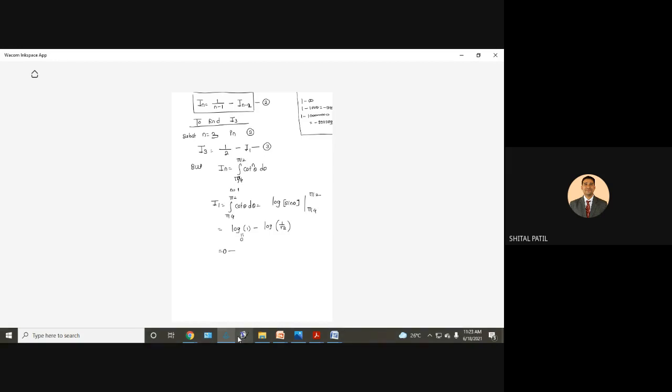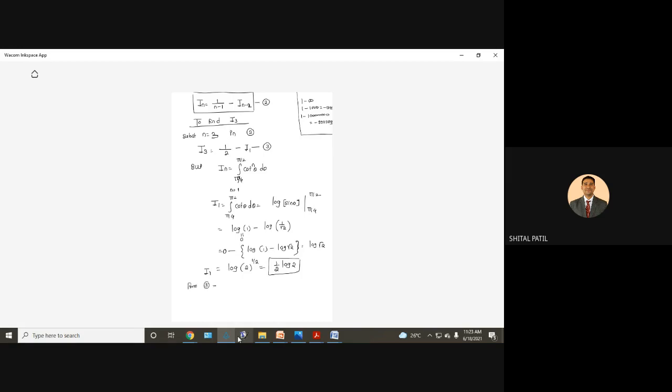So 0 minus, but what is log a by b? Log 1 minus log of root 2. Okay, so log of root 2. You can keep it as it is or write it as a half. Log root 2 means 2 raised to half. No, keep it this way. Keep the fractions as they are. This is I1.